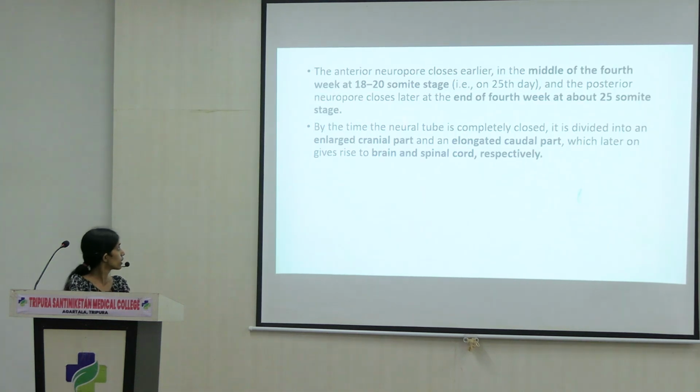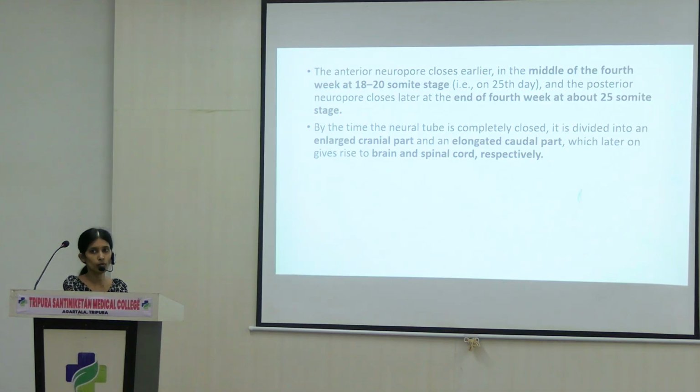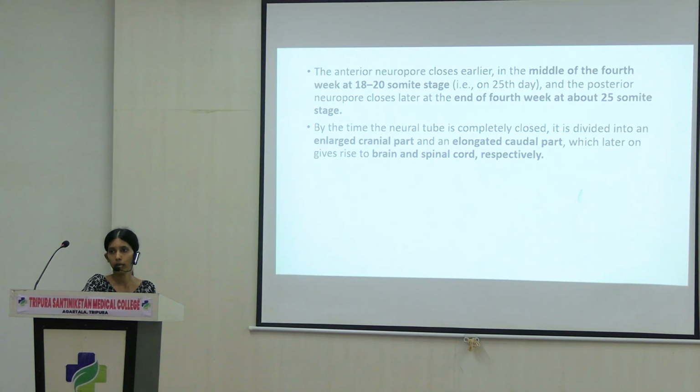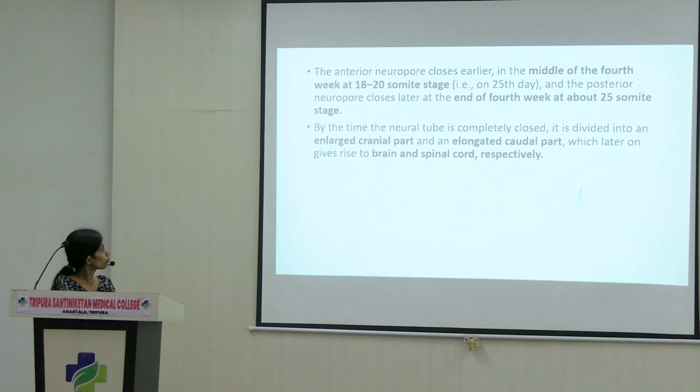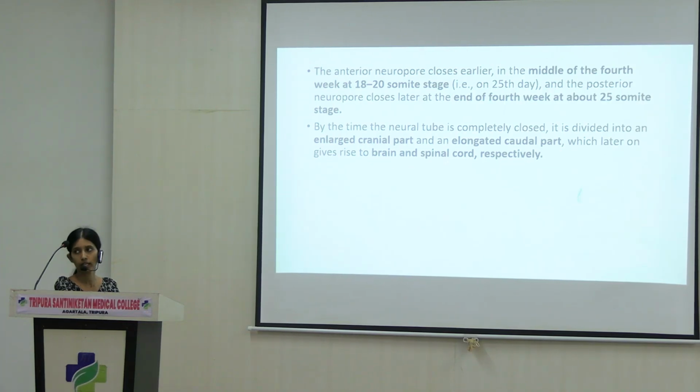Okay. The entire neuropore closes earlier, in the middle of the fourth week, as I already mentioned, at the 18 to 20 somite stages. So figure out what somite stages mean and also the significance of somites in the developing embryo. Okay. And the posterior neuropore will close by the end of the fourth week. By the time the neural tube is completely closed, it is divided into an enlarged cranial part and an elongated caudal part, which later on give rise to your brain and spinal cord respectively.